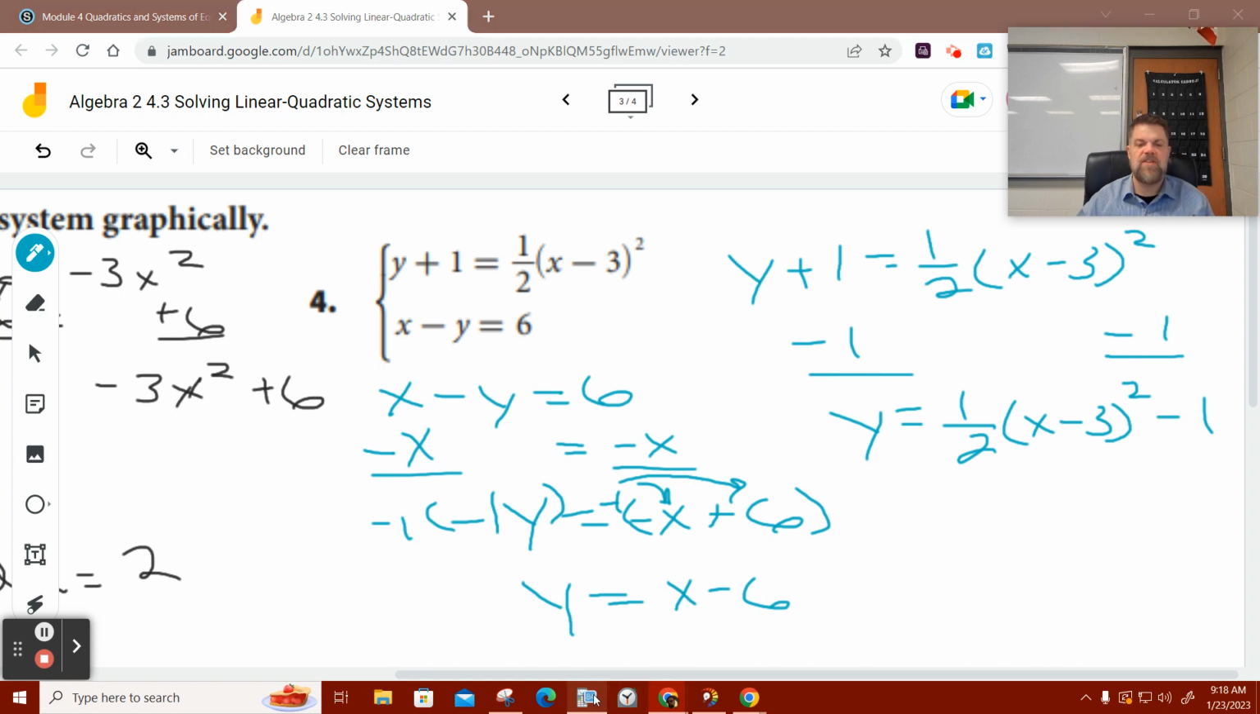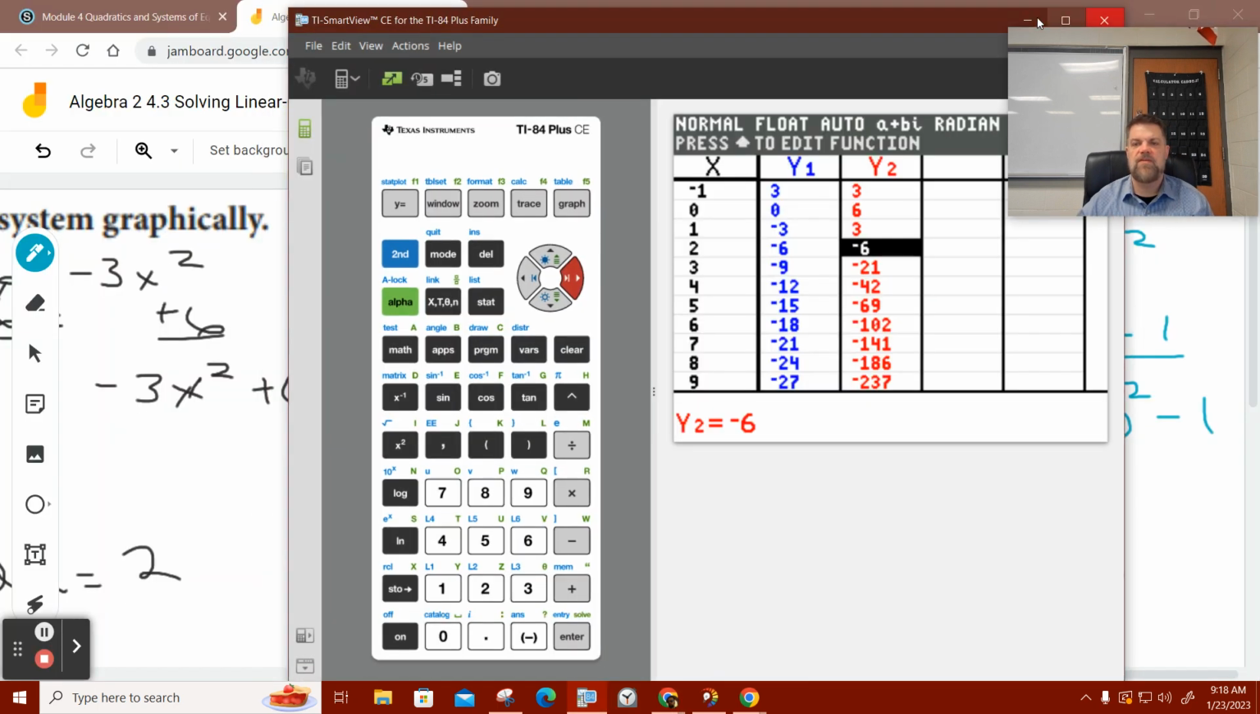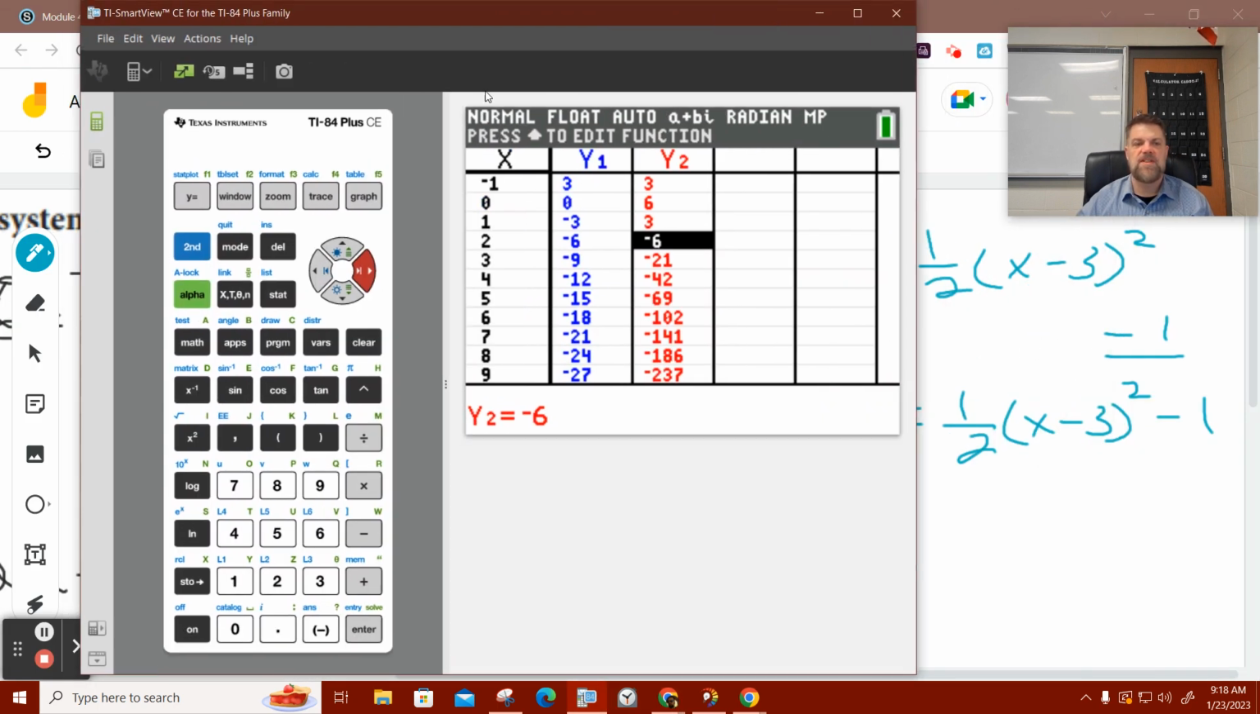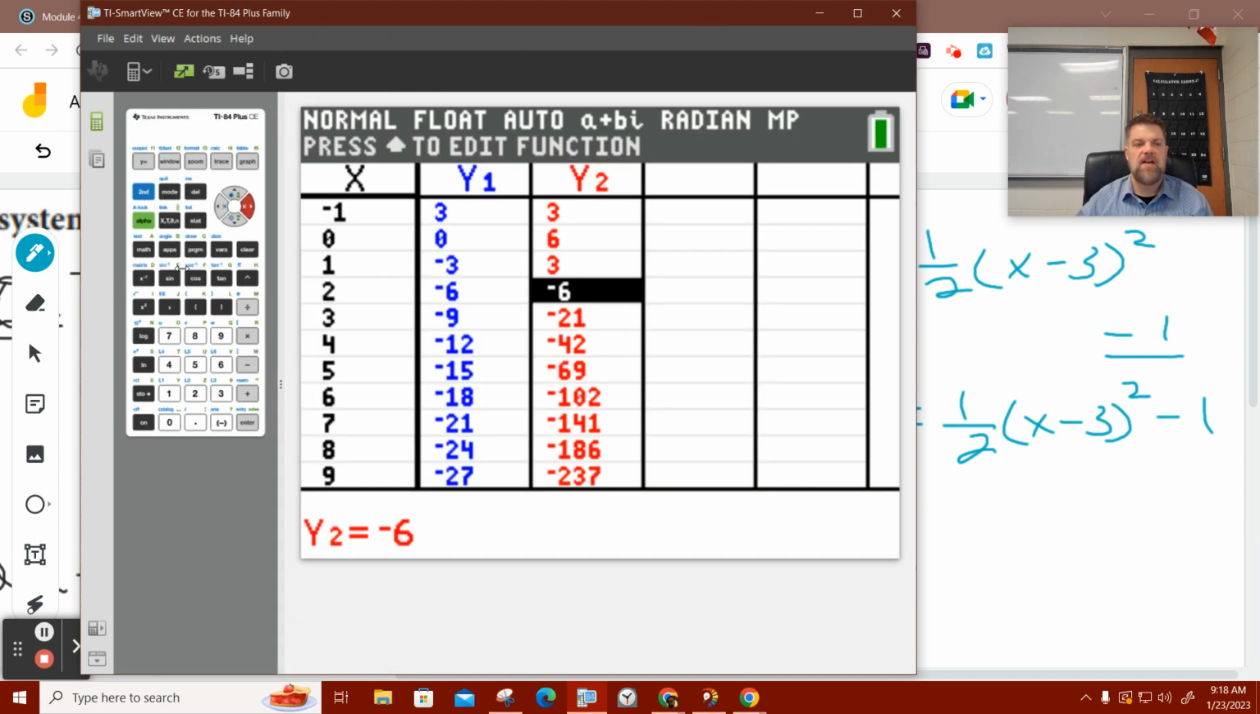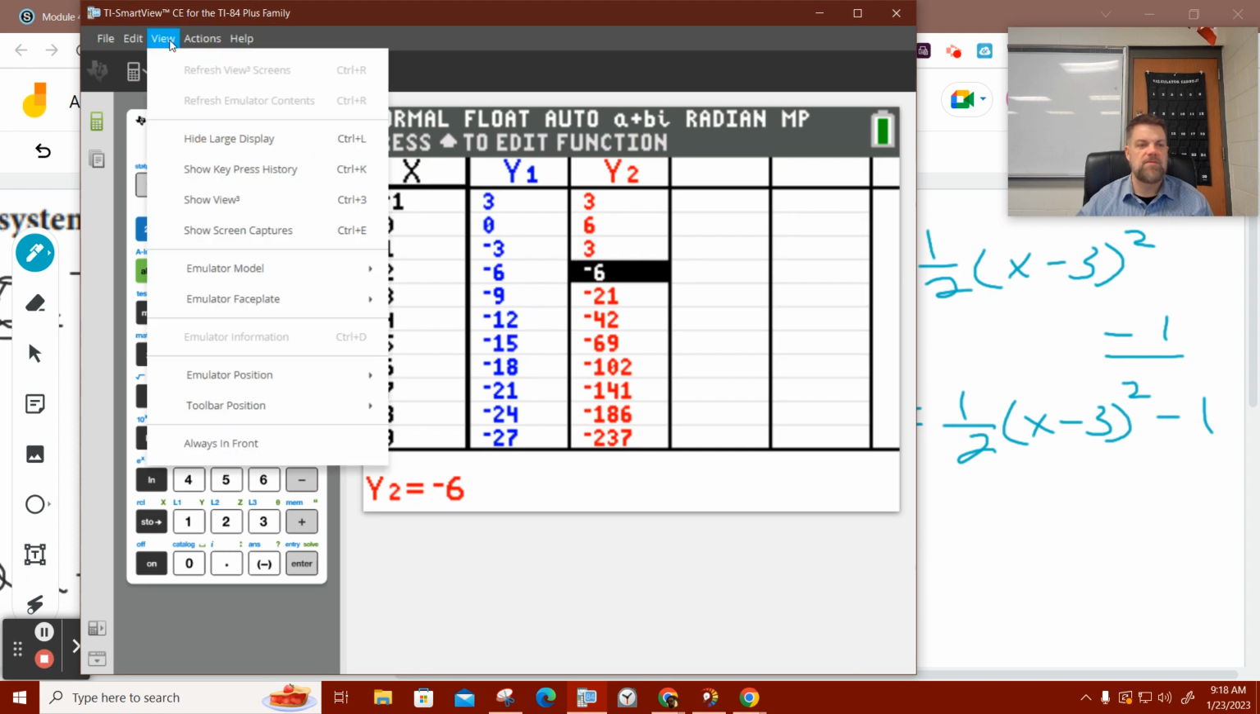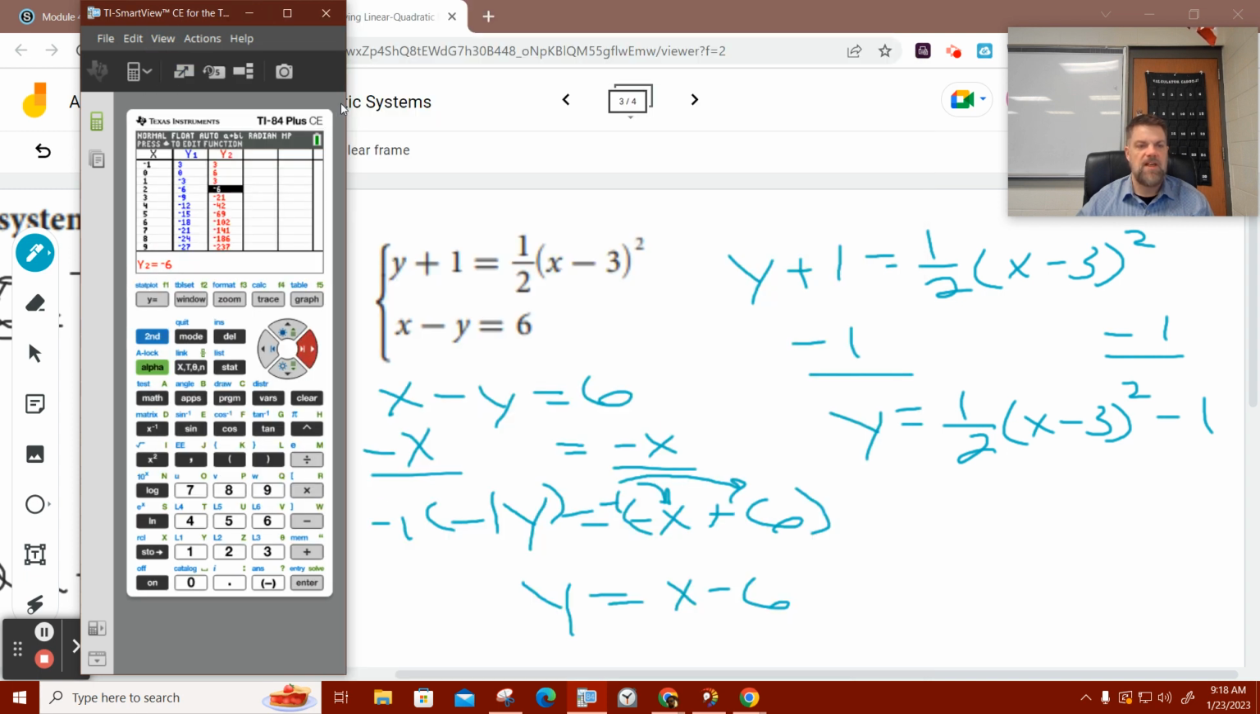Now we just have to graph these real quick. Whoop, that's a big graph. Let me see if I can move this over to the side. How did I, got to remember how to do that. I don't want the big one. Yeah, we'll do it like this.